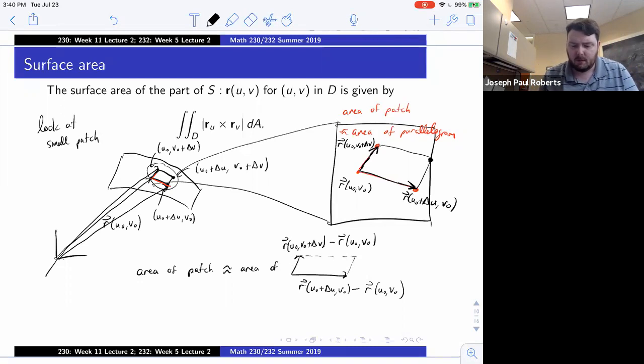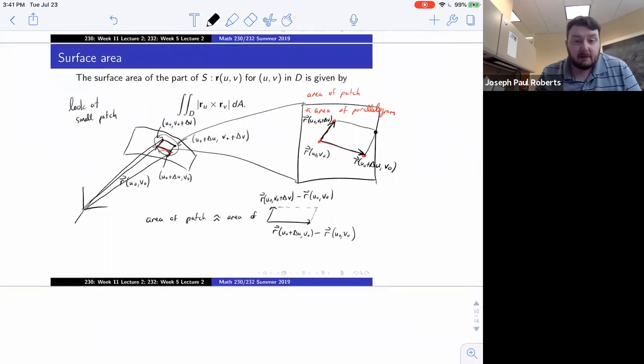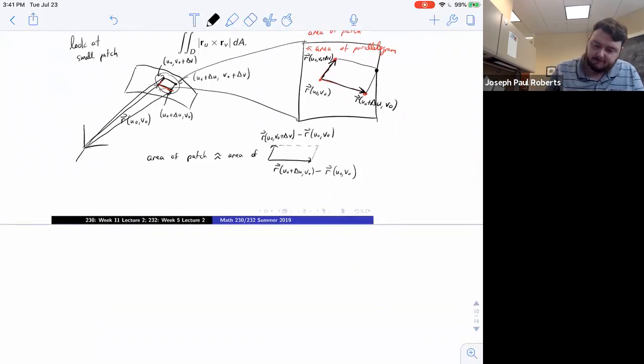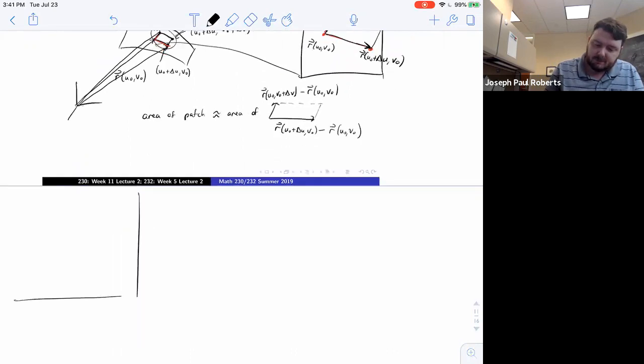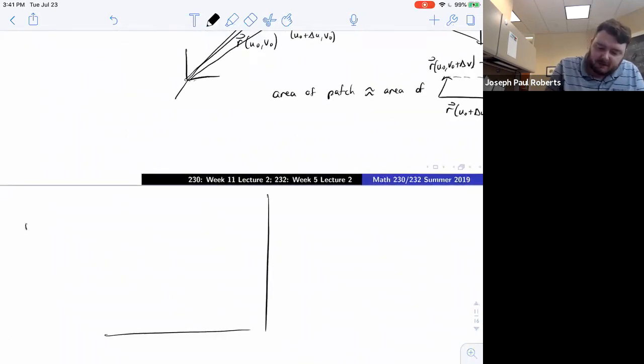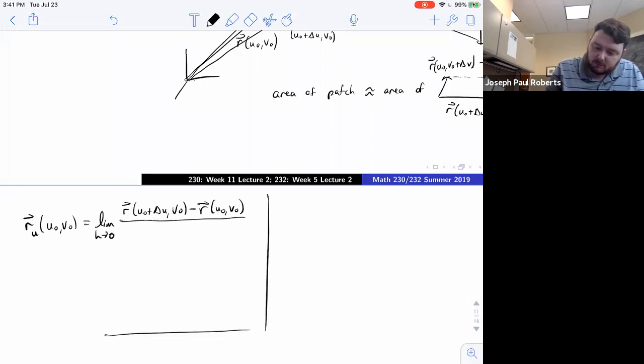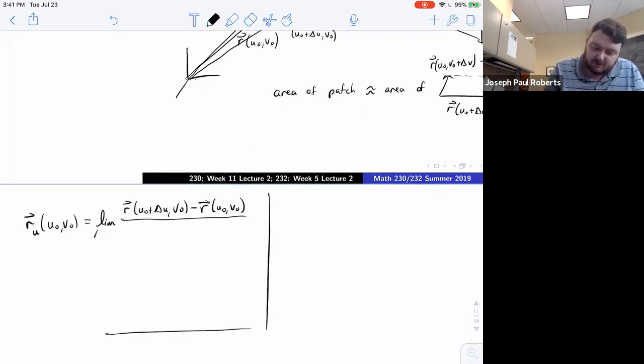Okay. And so I didn't even write it down, but these partial derivatives, I'll do it off to the side here. If I were to write down what R_U of U naught, V naught is, it's the limit as delta U goes to 0 of R of U naught plus delta U, V naught minus R of U naught, V naught, all over delta U.